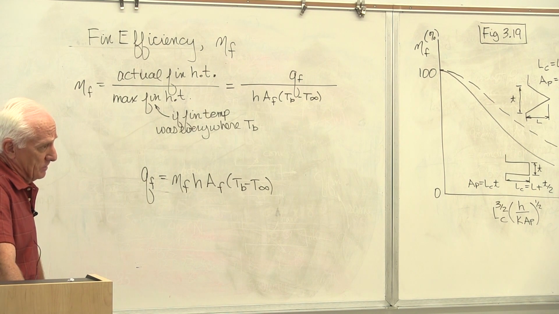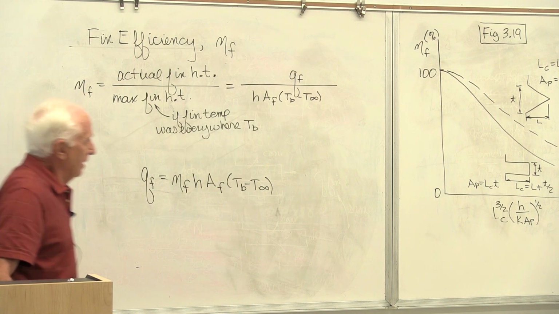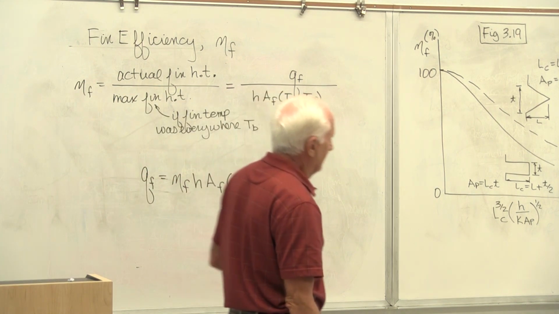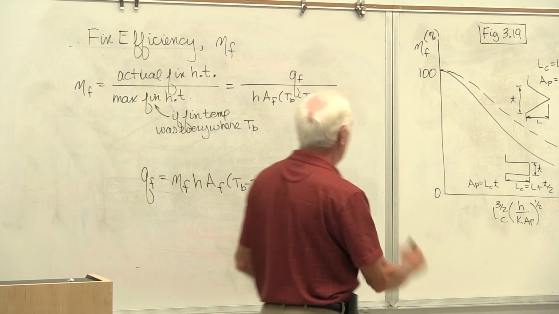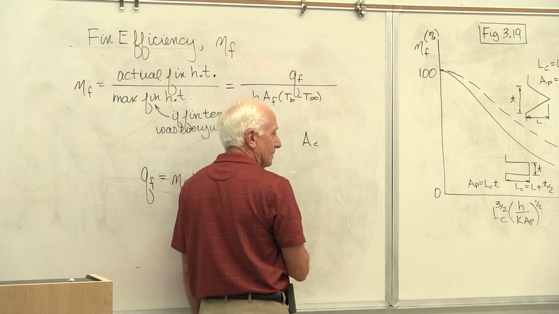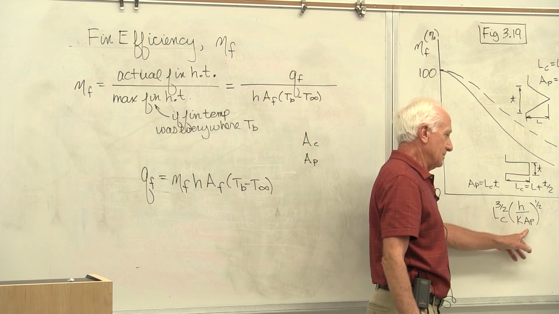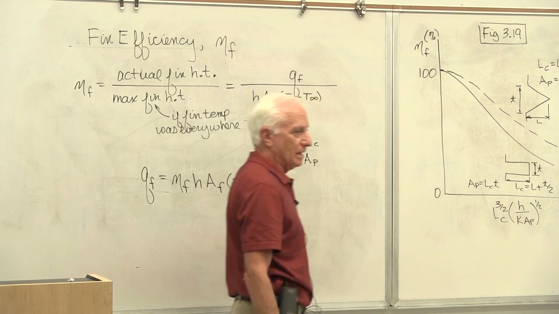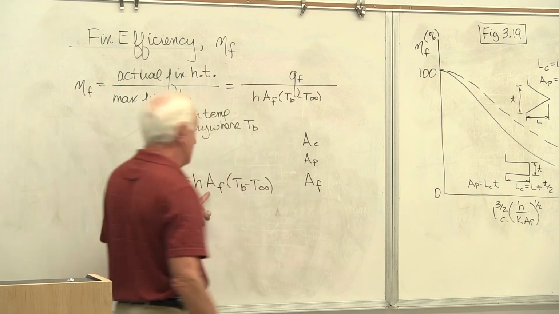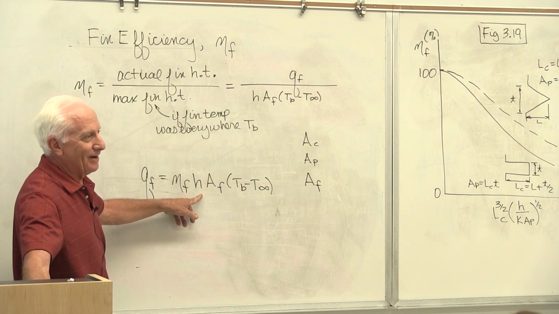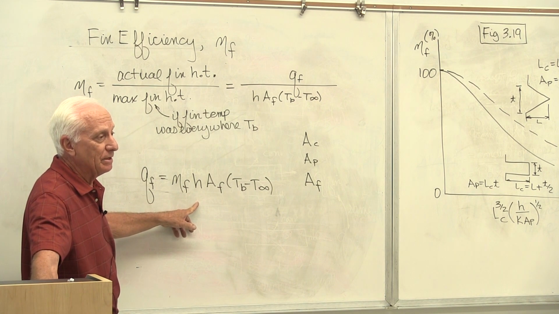There are going to be more areas, but I'm telling you right now there are 3, and you have to know what the 3 areas are. Number 1, there's an A sub C, which stands for cross-sectional area. There's an A sub P in the graphs, which stands for profile area. There's an A sub F in the heat transfer equation, the area exposed to the fluid, which might mean touching the air.